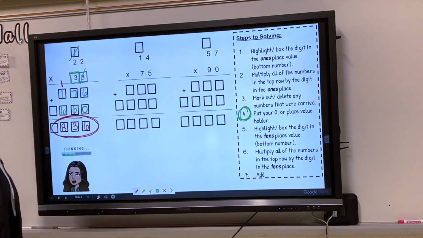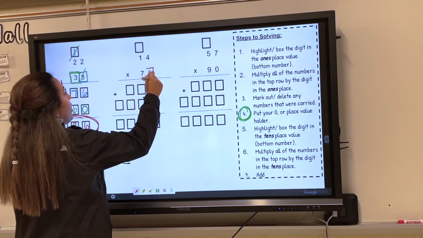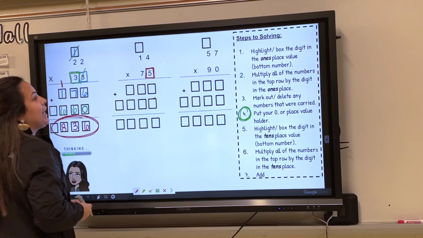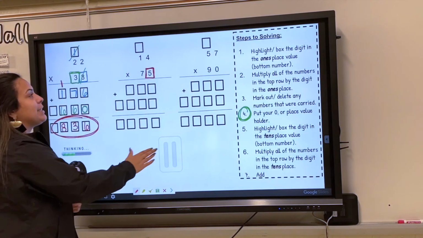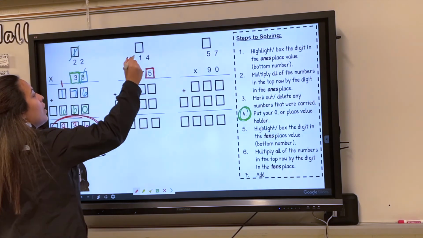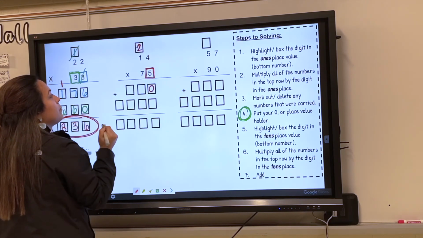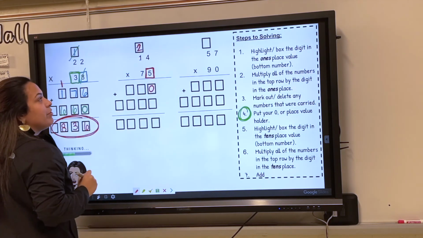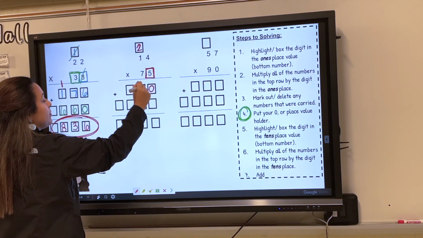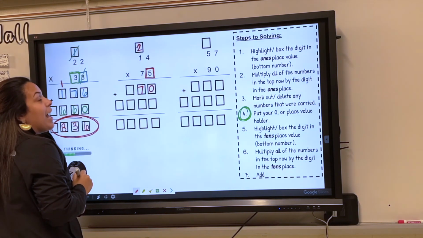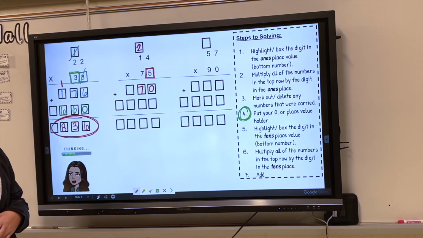All right, moving on to the next problem. I have 14 times 75. Step number 1, I'm going to box or highlight the number in the ones place. Now I'm going to multiply 14 by 5. 4 times 5 is 20. I'll put my 0, carry my 2. 1 times 5 is 5. And then 5 plus 2 is 7. I don't have any other numbers at the top to multiply by 5, so I'm done multiplying by 5.